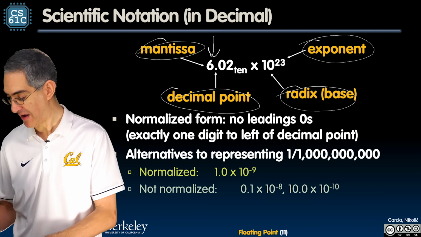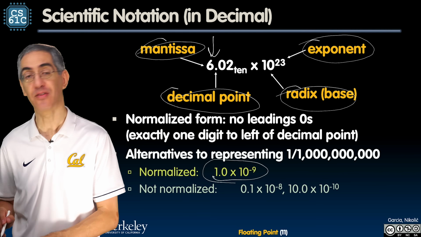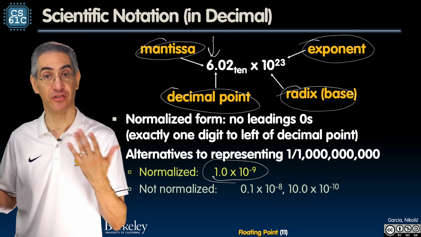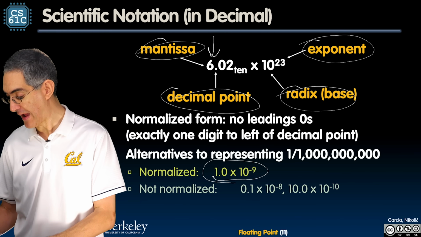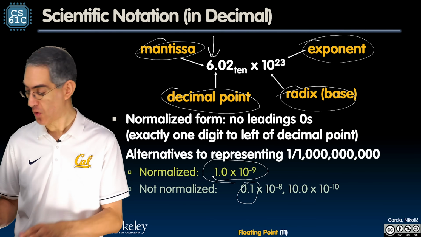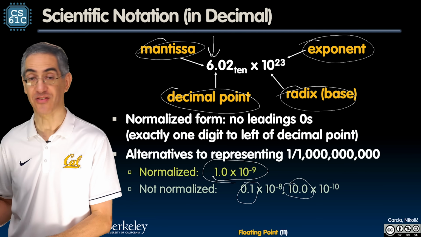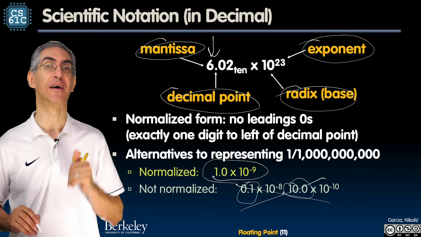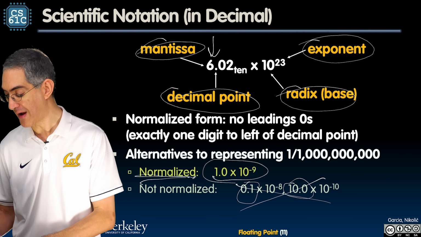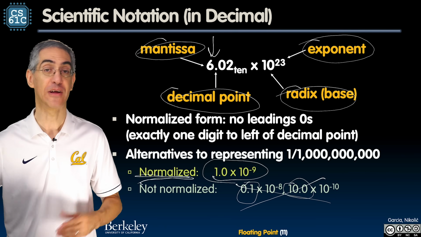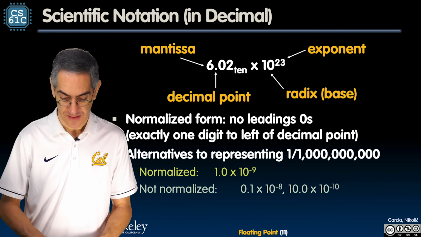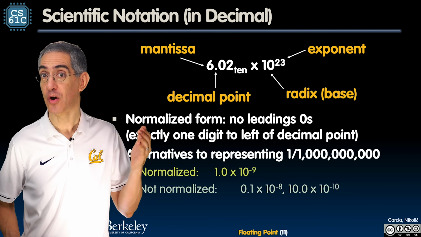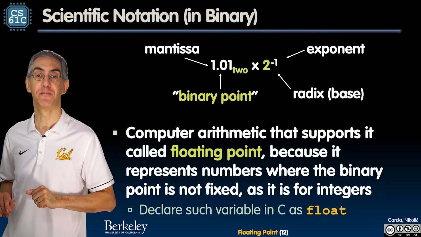So if I wanted to store 1 times 10 to the -9th, a nano something, I wouldn't store it as 0.1 times 10 to the -8th, and I would not store it as 10 times 10 to the -10th. Even though they're equivalent mathematically, I would not do that, because they're not in normalized form. So we're going to go with a normalized form there. That's pretty cool. So let's see what that looks like when we go to binary.